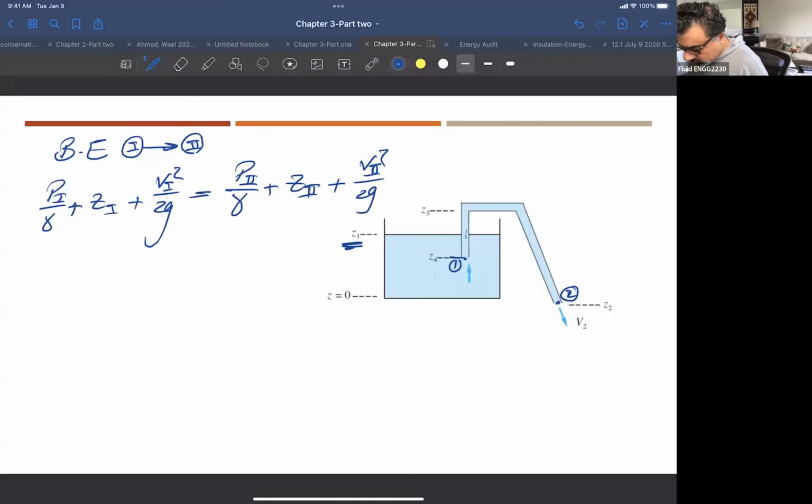I can start substituting every one of these. What is, basically, this is a datum here, right? What is P1 over, so this one here.